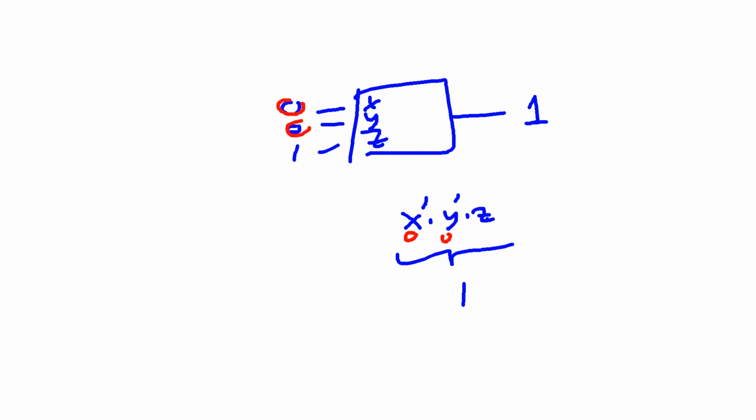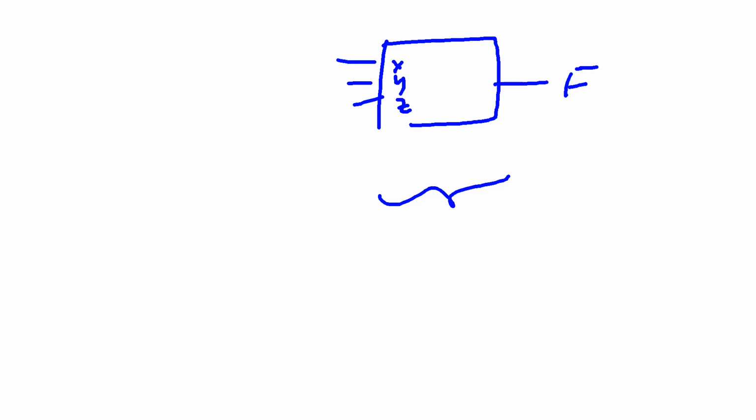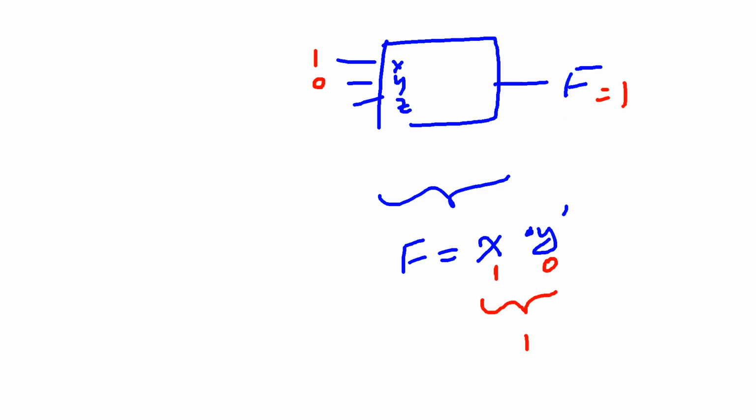Okay, now what happens if your system has 3 variables x, y, z, but your function is, for example, x and y prime? This term will be 1 when x is 1 and when y is 0. So how many cases of the input can make the output become 1? How many cases?